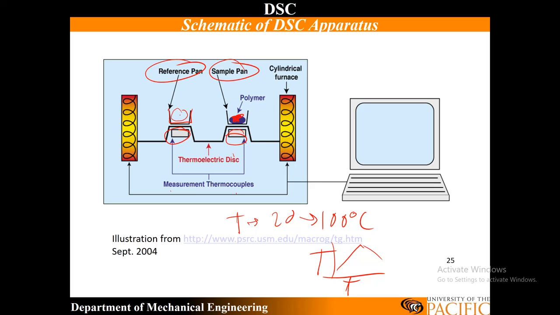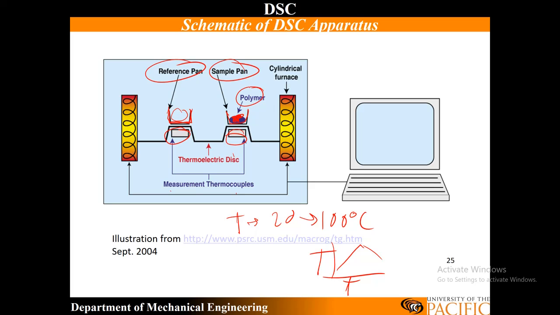So for example, in the reference pan, why do we have a reference pan? This is an aluminum pan, this is an aluminum pan. If we want to just measure the amount of heat absorbed by our material, our polymer, for example, we need to zero out or subtract the absorption from the aluminum pan. So that's why there's nothing in that reference pan.